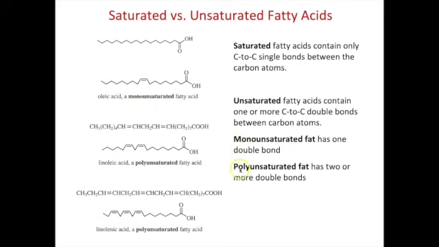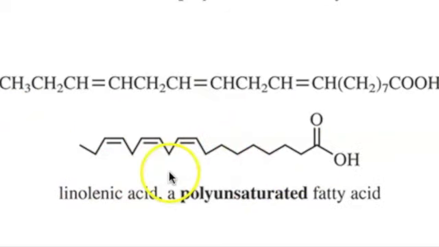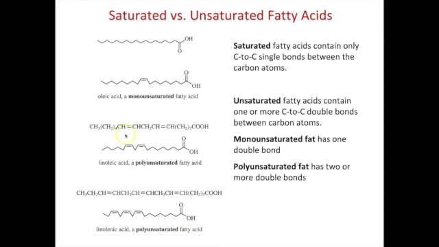Then you can also have a polyunsaturated fatty acid. Polyunsaturated fatty acids have two or more double bonds. So this is showing linoleic acid with two double bonds on that fatty acid tail there. And linolenic acid, this has three double bonds. Now both linolenic and linoleic acid we'll talk about in terms of healthy fats, which all of these, the monounsaturated, the polyunsaturated, these all tend to be healthier than saturated fats.